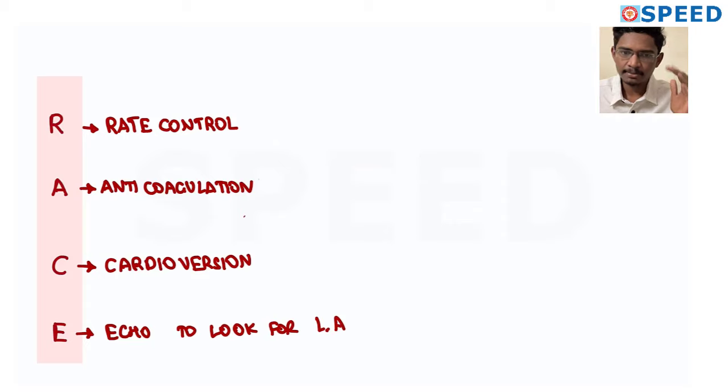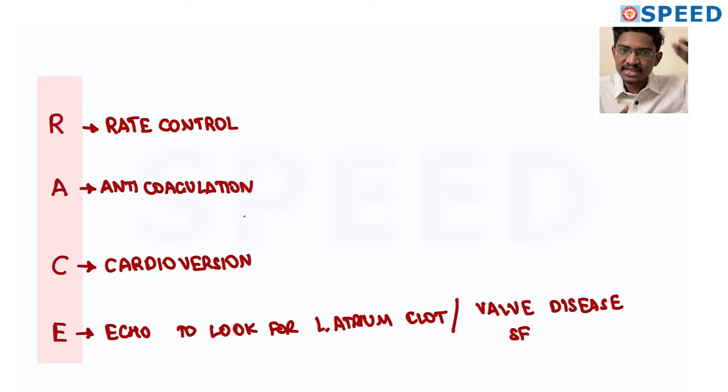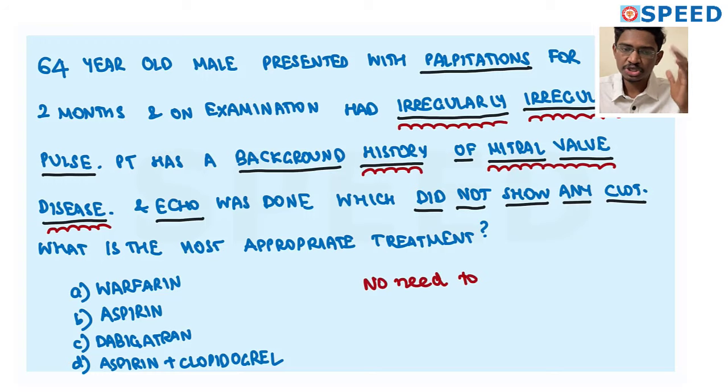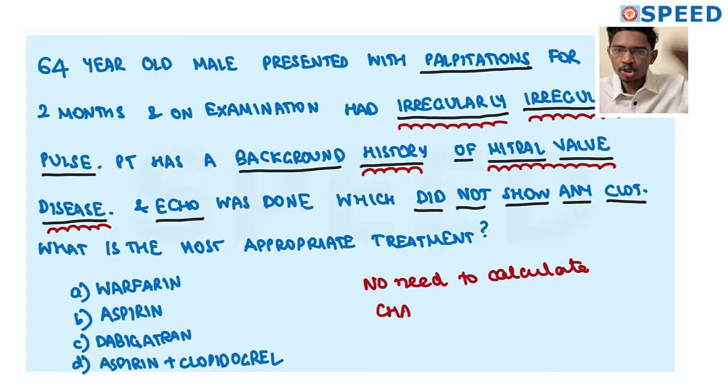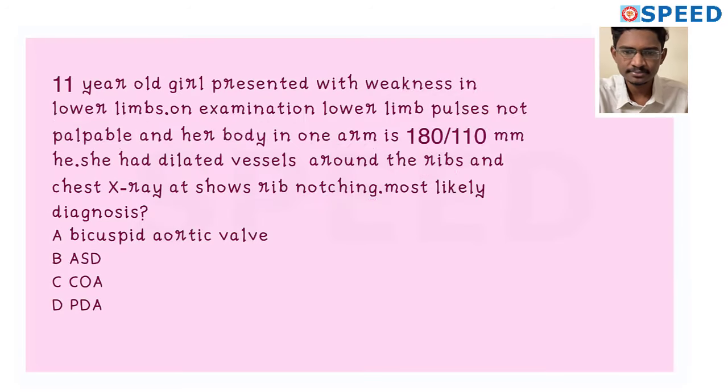Next, last, E for echo. Echo should be done because you should see whether the left atrium is dysfunctional. Some thrombus might have formed due to atrial fibrillation. Since the atrium is not contracting at all, blood stasis happens, and thrombus forms according to Virchow's triad. So you should see whether any thrombus is there or not. This is the protocol which should be followed in any case of atrial fibrillation and how to manage these patients. So the answer for this question is warfarin.